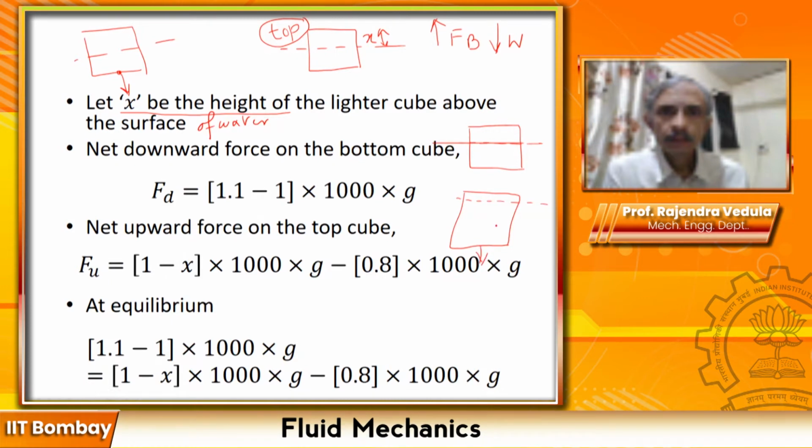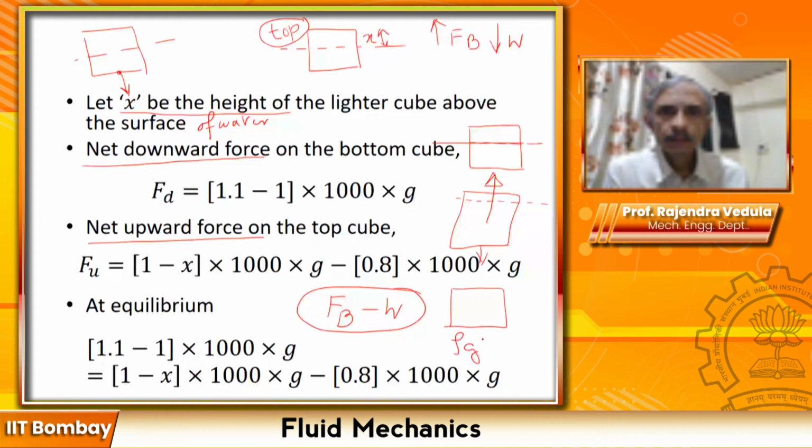Which means that this guy is going to experience a net upward force. Right? And the bottom cube, correct, is anyway going to experience a net downward force. So the bottom cube is going to get a net downward force. The top cube will get a net upward force. The upward force on the top cube is going to be the buoyancy force minus the weight. The buoyancy force on the top cube is going to be rho g v, where v is the submerged volume, right?